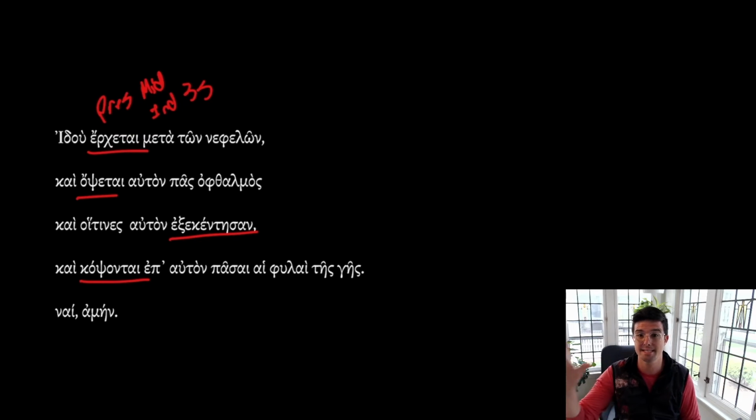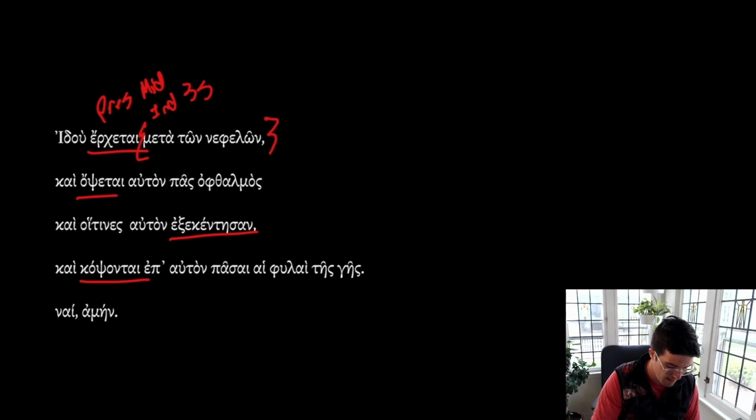This word, erchomai, has set aside its active forms and uses middle forms instead for the active meaning. He comes, and then a prepositional phrase after it, meta ton nephelon. So meta with the genitive, we have a genitive plural here, is going to mean with, and namely with the clouds. The nephelon are clouds.